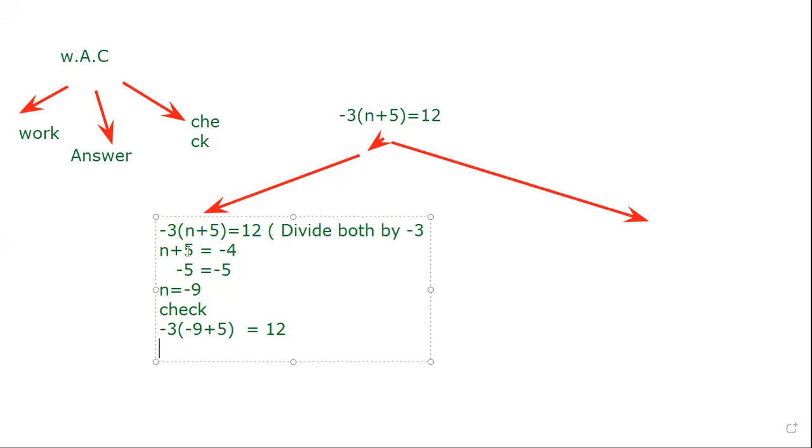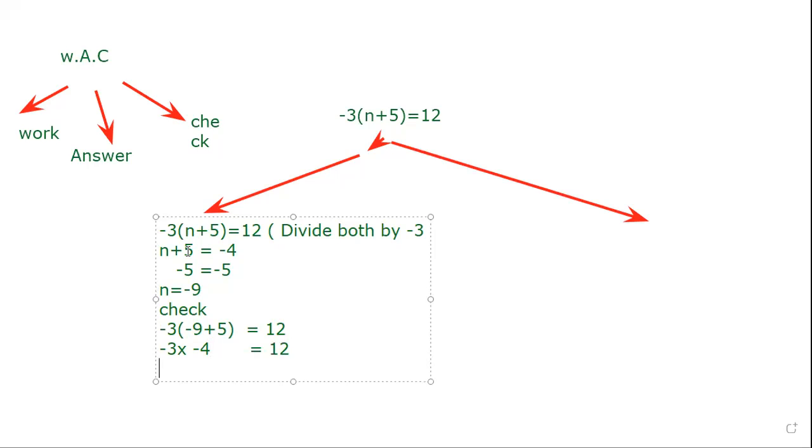Negative 9 plus 5 equal how many? No, negative 9 plus 5. It will be equal negative 4. We will subtract, guys. We will subtract, right? Negative 9 plus 5.